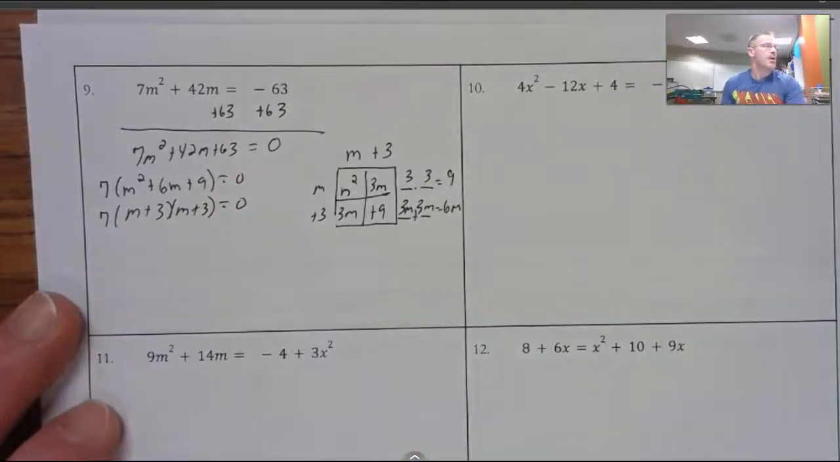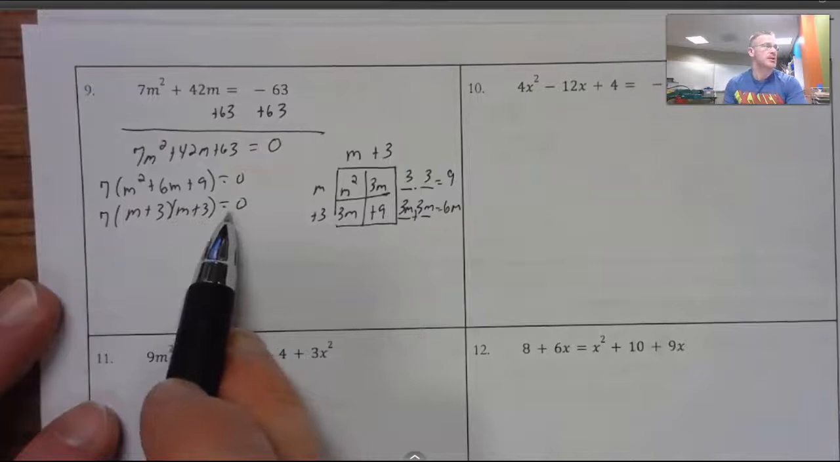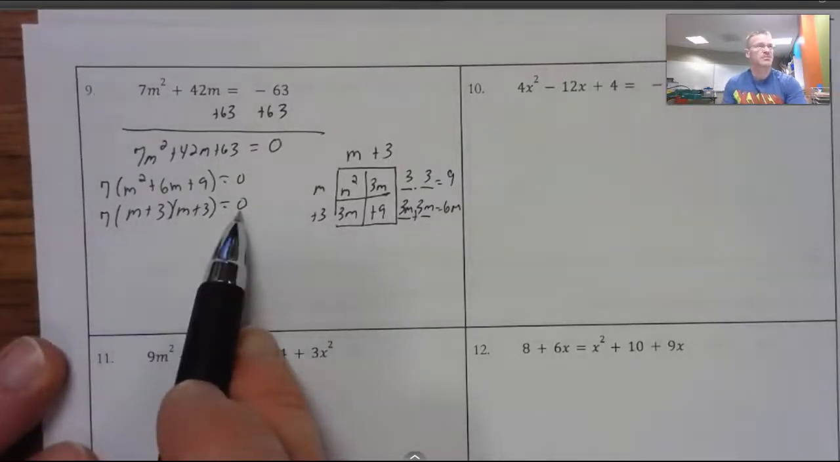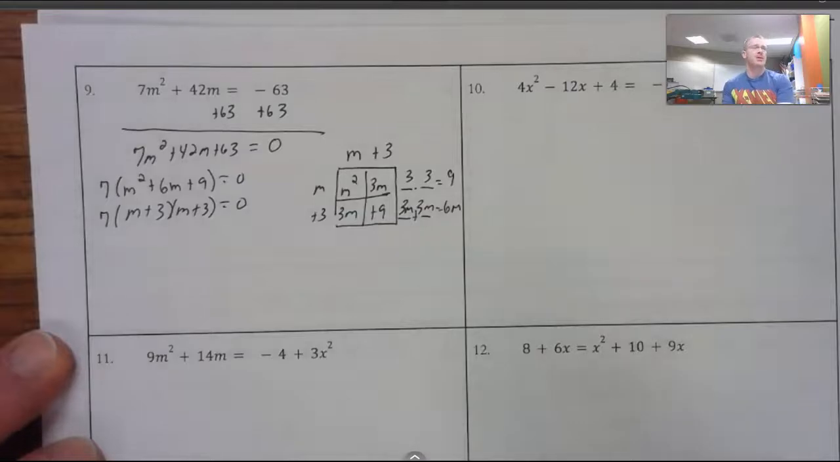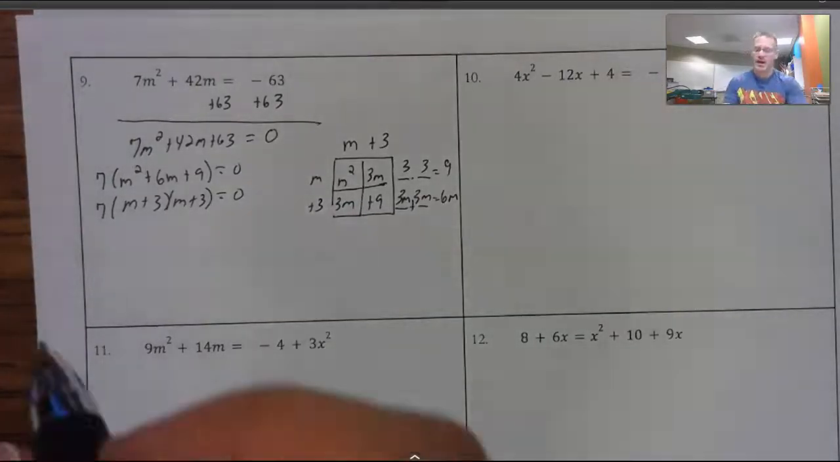So now this is 7 times m plus 3 times m plus 3 is equal to 0. Now, here's where you have to use a little bit of common sense. All of these things could be 0. If this is just a constant, doesn't have a variable, can 7 equal 0? No, so I don't have to worry about that part. If it's just a constant as your GCF, you don't have to worry about that. But then I take everything else.